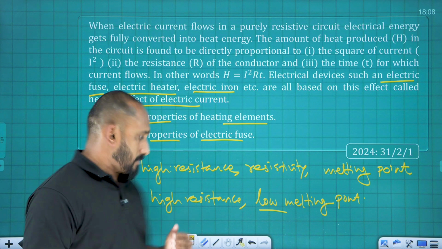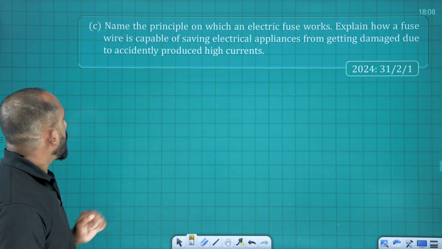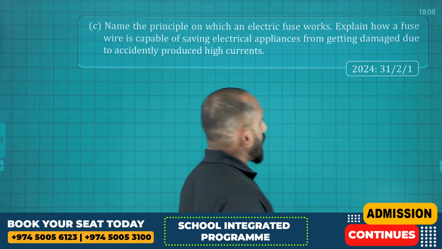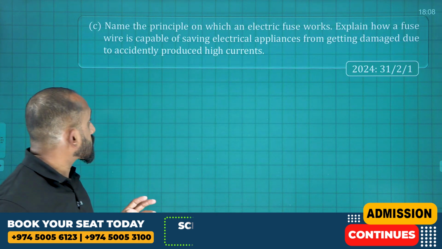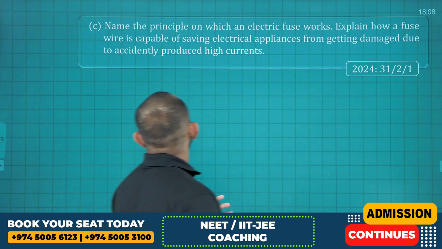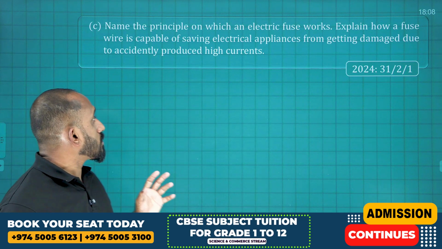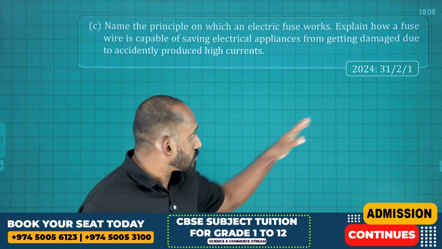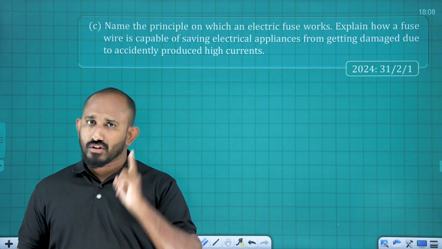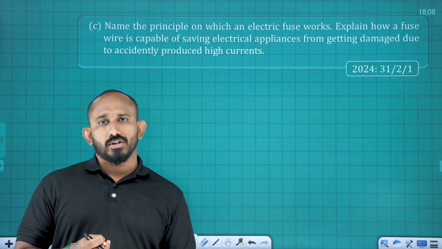Let's go to the next question. Name the principle on which electric fuse works. Explain how a fuse wire is capable of saving electrical appliances from getting damaged due to accidentally produced high currents. See, the same thing, another region the question came, so it's better. So what is the principle? Heating effect of electrical current or electrical energy.